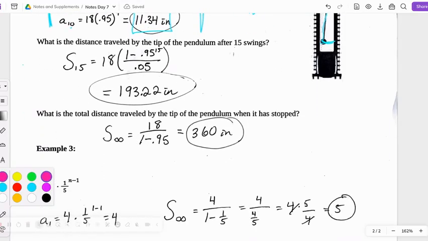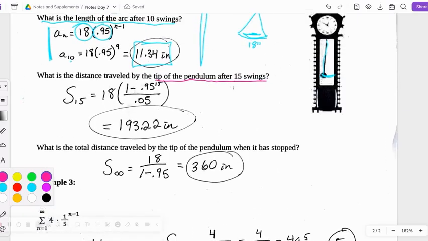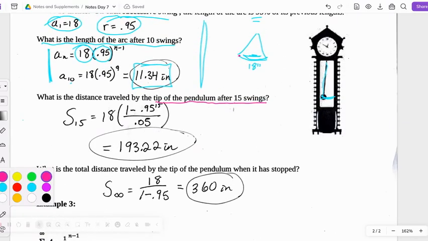Moving along. What is the distance traveled by the tip of the pendulum after 15 swings? Okay, so remember that part is, this is the tip of the pendulum. So in the first swing, it's 18 inches. But then on the next one, it's 95% of 18 inches. Then the next one, then the next, and then the next. So what is the distance traveled by the tip of the pendulum? There is an arc on a circle here, but it's being traveled, right?